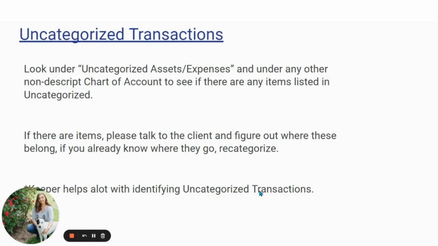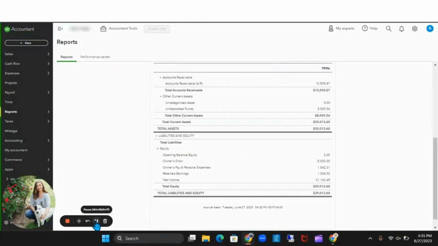But anyhoo, let's go ahead and look at uncategorized transactions, and I can show you what I'm talking about. So looking back at this balance sheet, we see uncategorized asset has 0. That's good. That's what we want to see.